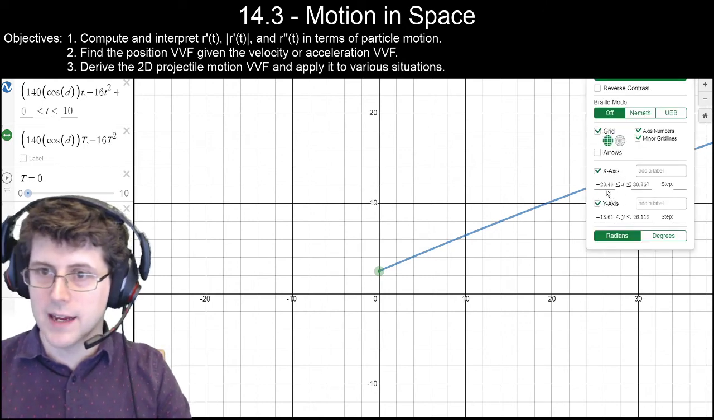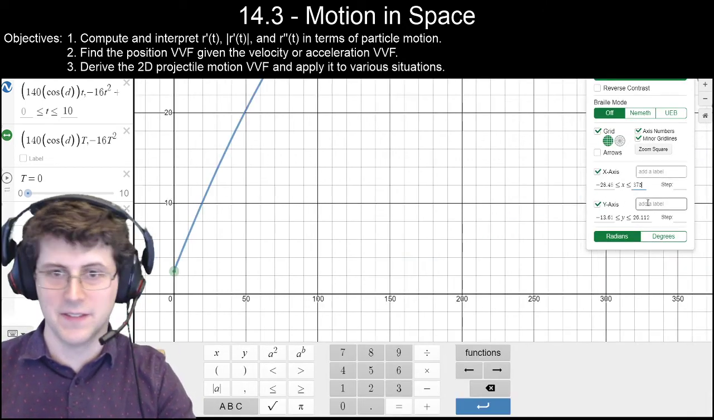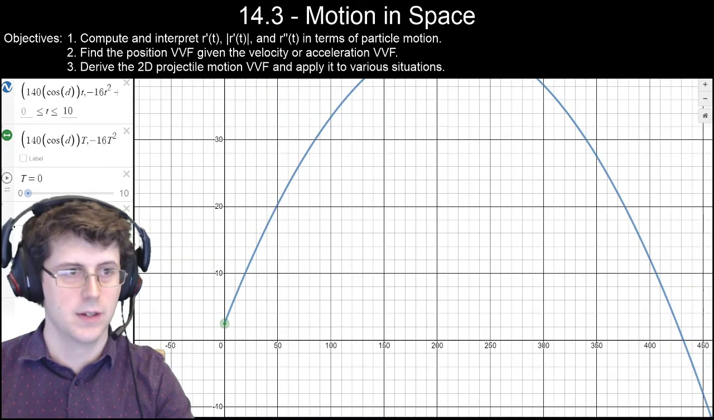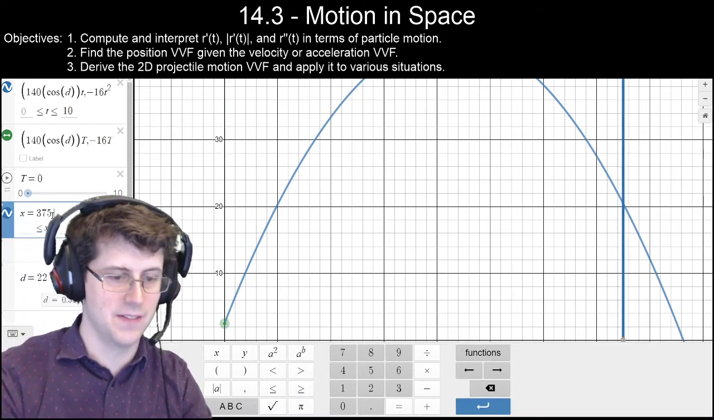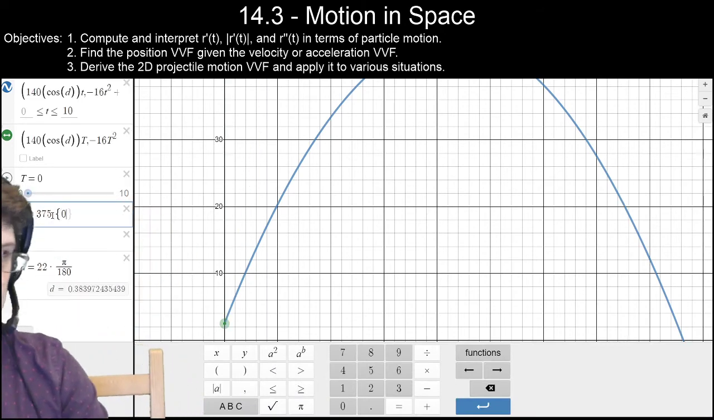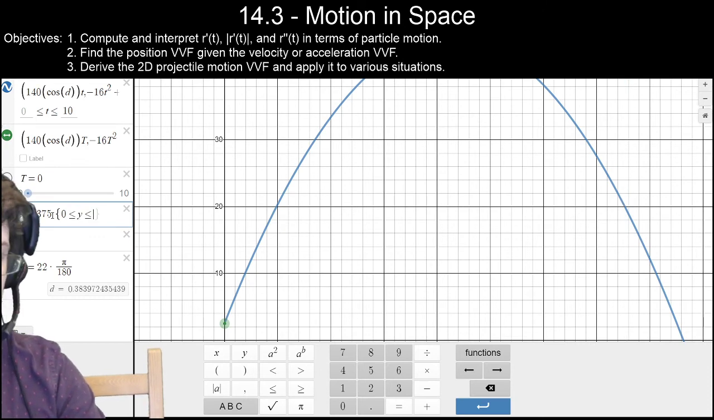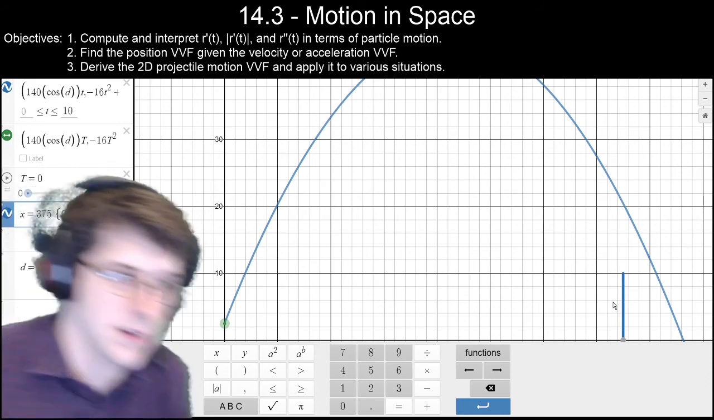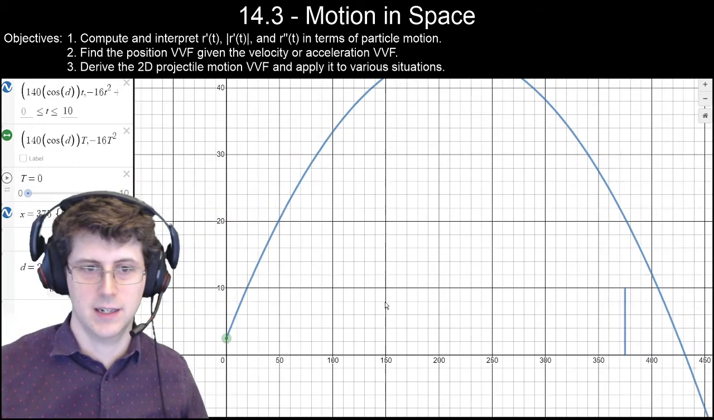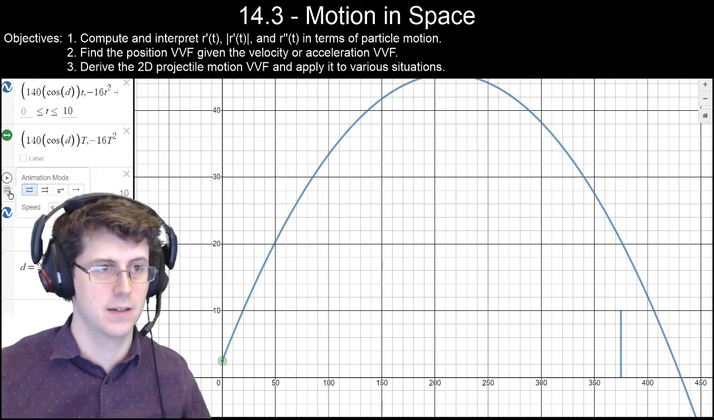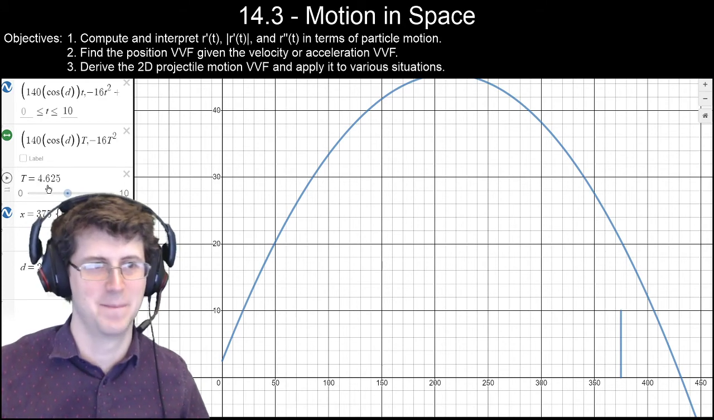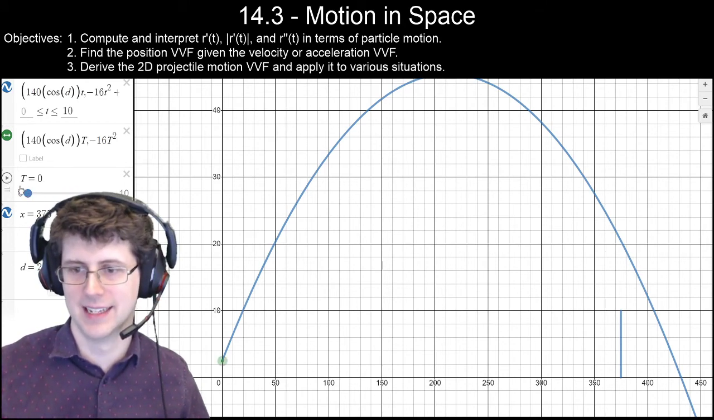Okay, the question we have is about what happens 375 feet away. And let's just get x equals 375 from 0 is less than or equal to y is less than or equal to 10. So this is our fence. And it looks like we are going to clear the fence here. Nice. Not by a lot, but good enough. And it would have cleared the fence at 400 even.